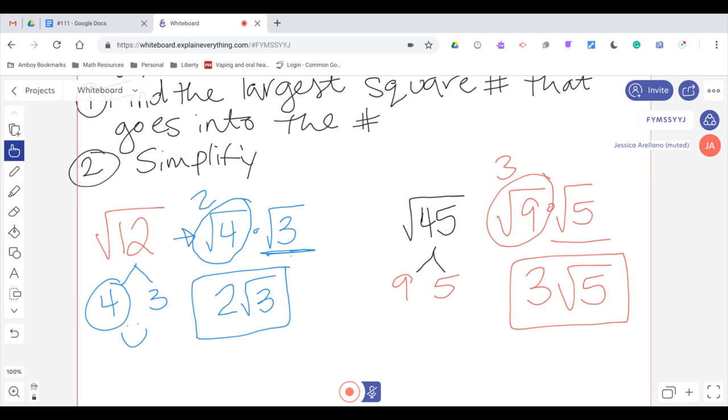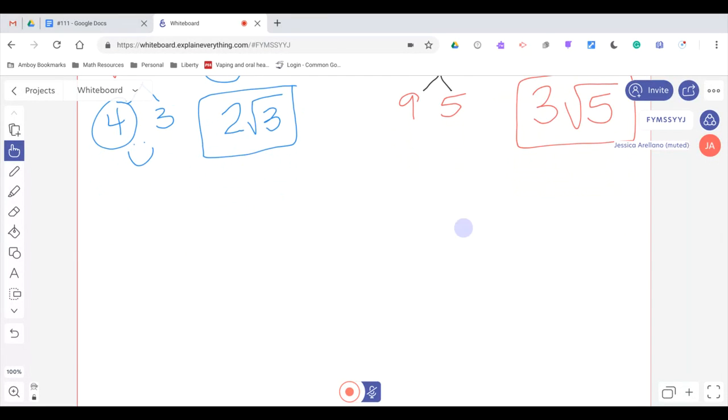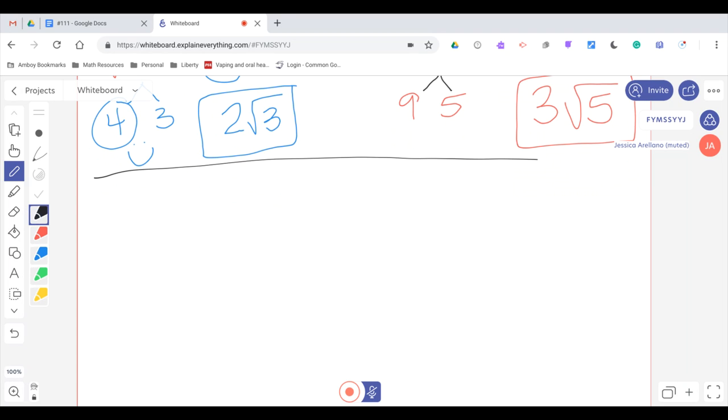Let's try one more. Let's try a really big one that you probably don't know all the factors of off the top of your head, and that's okay. I want to show you some options of how we can do this. Okay, so we are going to do the square root of 252. Okay, now even me, I do not know what goes into 252. It's such a large number.